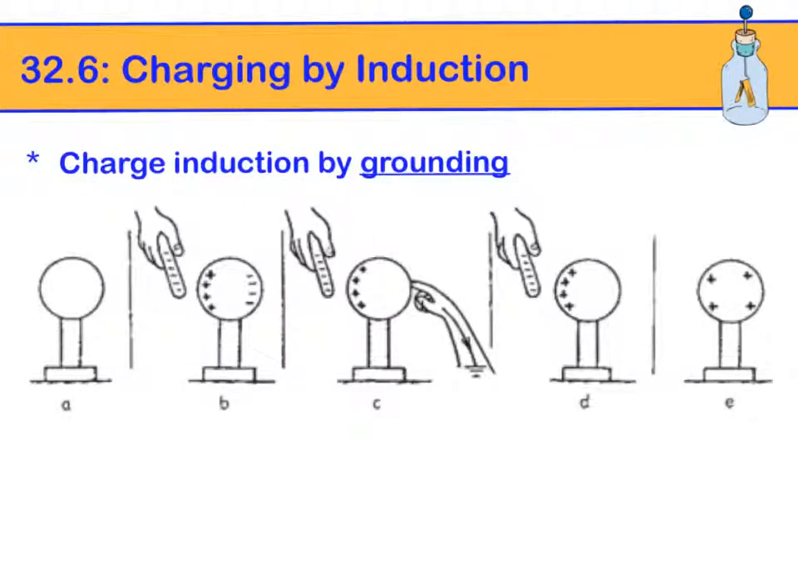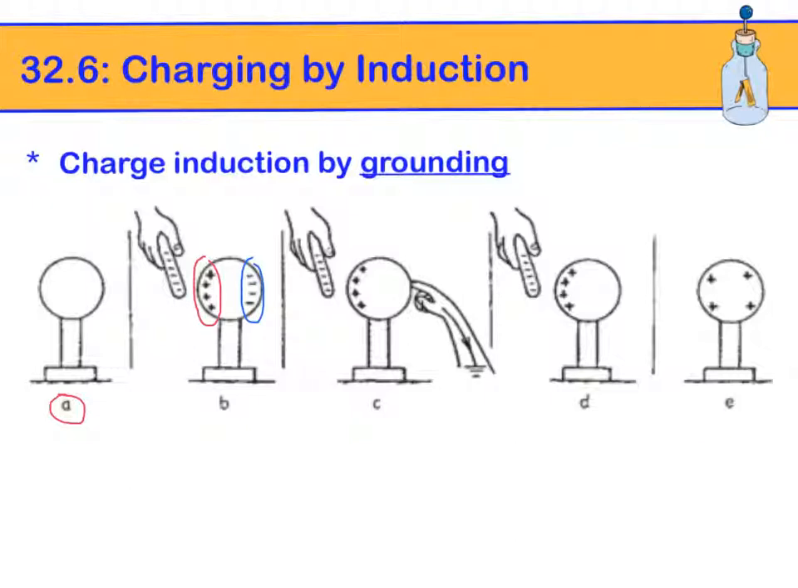There's one more example we'll talk about, and that is inducing a charge through grounding. Let's walk through this step by step. In picture A, we have an uncharged metal sphere separated from the ground by an insulating stand. In picture B, we are inducing a charge. We are bringing a negatively charged rod near that sphere. Just like we saw before, the positive charges are going to be attracted to that negative rod, and the negative charges are going to be repelled to the opposite side of the sphere.